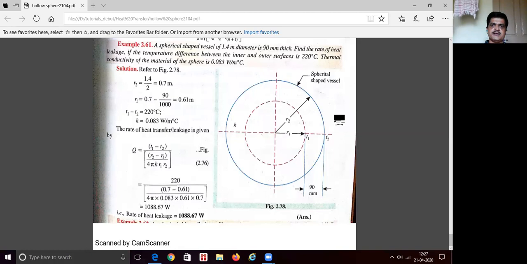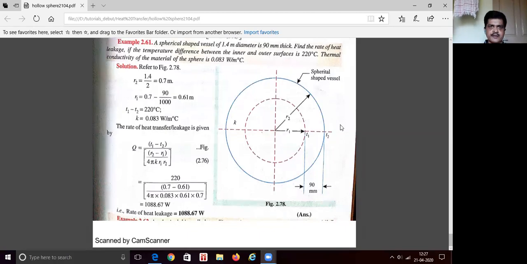When you calculate, you will get the rate of heat leakage equal to 1088.67 watt. The temperature difference is given. The difference between inner and outer surface is 220 degree centigrade. T1 minus T2 is given directly. T1 and T2 individually are not given. Therefore, we can take T1 minus T2 is equal to 220, and finally we can apply this formula to calculate the heat flow.